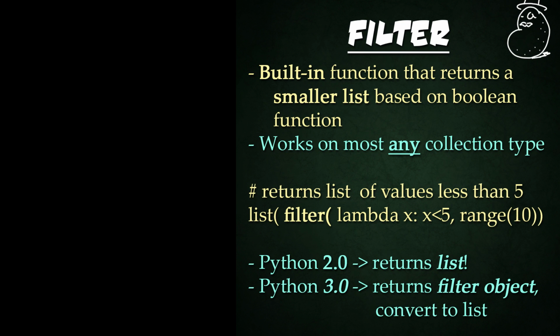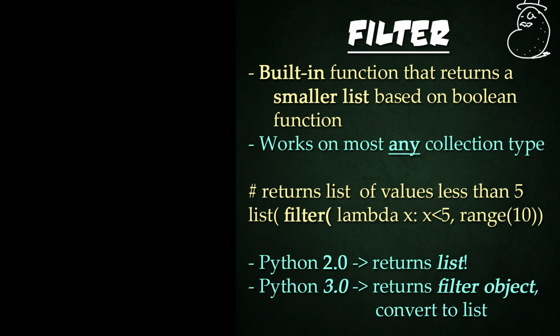This is filter in 1 minute. Filter is a function built into Python that is meant to reduce some collection by a true-false condition, aka a boolean expression. Filter can take any collection like a list, dictionary, or whatever and tries to return a list.